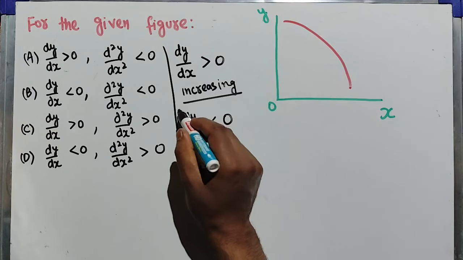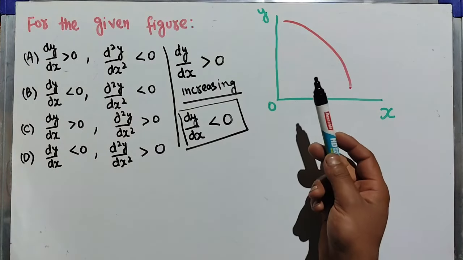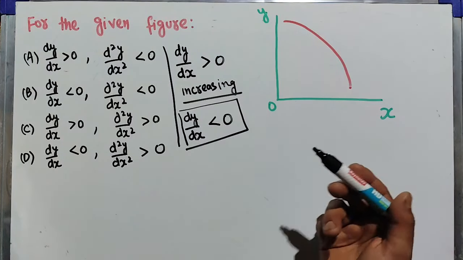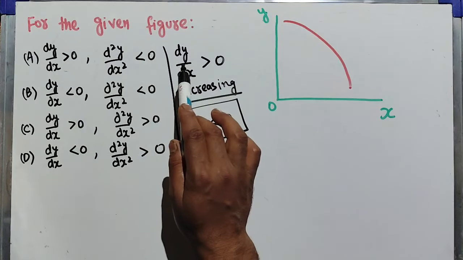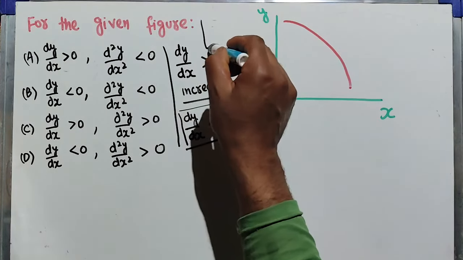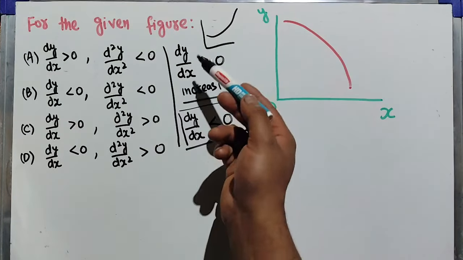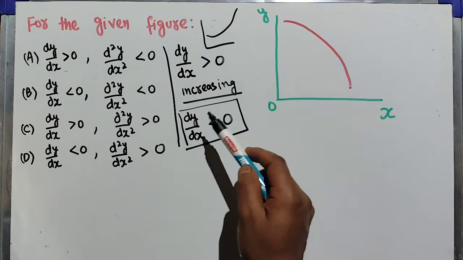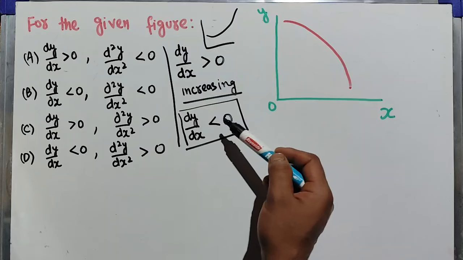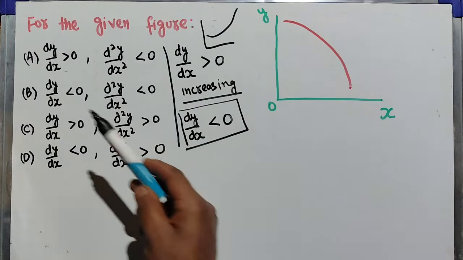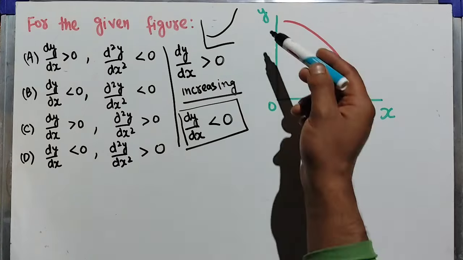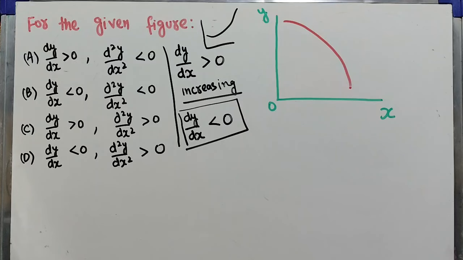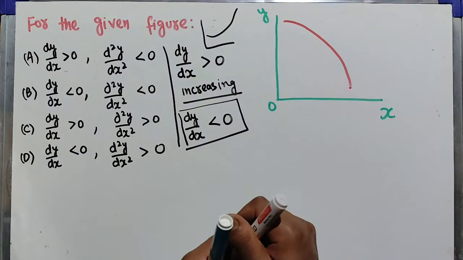So the first derivative gives us an idea about whether the function is increasing or decreasing. If the first derivative is greater than zero, we will have an increasing function, like this one. But for this function, the first derivative is less than zero. So dy upon dx should be less than zero for this function, because the slope of this curve is decreasing, or it is negative, obviously.